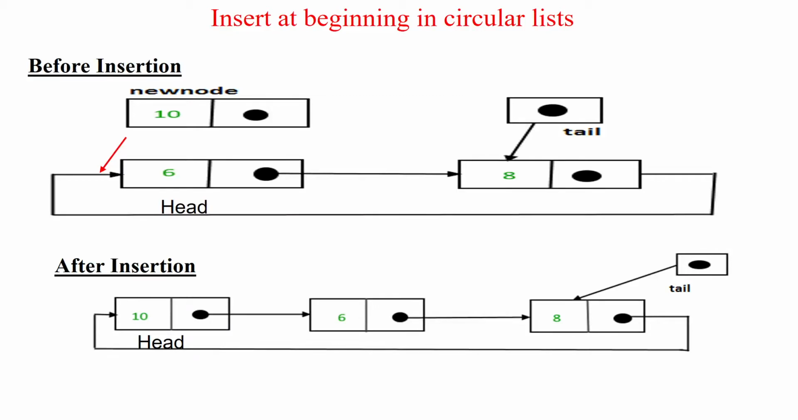Hi viewers, here we will discuss inserting a node at the beginning of the circular linked list. Here the given list has two nodes, and I am going to insert at the beginning of the list. After insertion, the list will become in this representation. So 10 becomes the new head of the circular linked list.